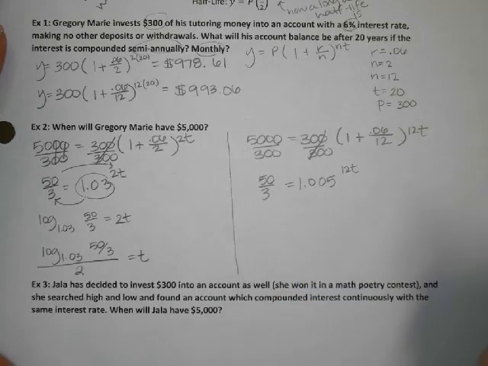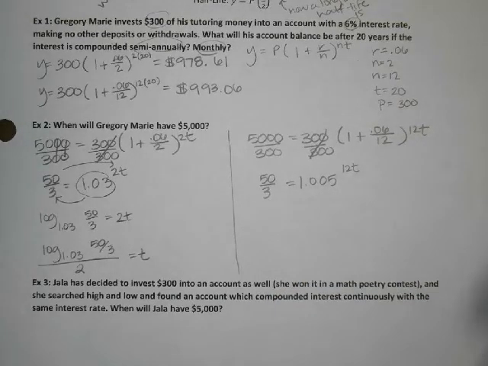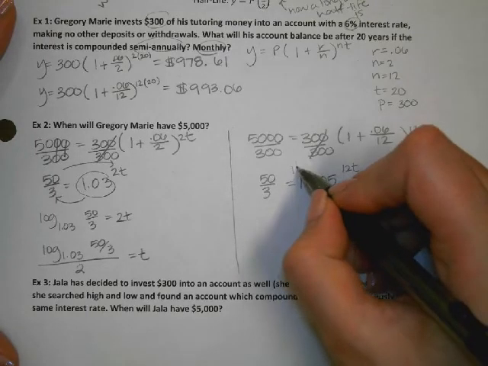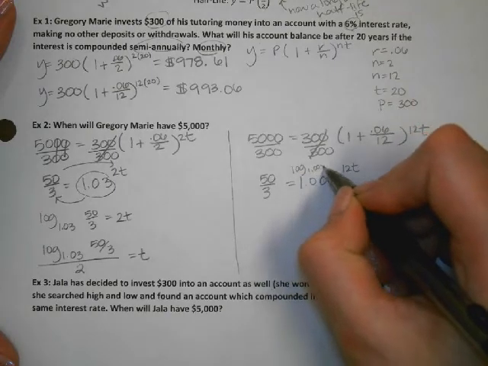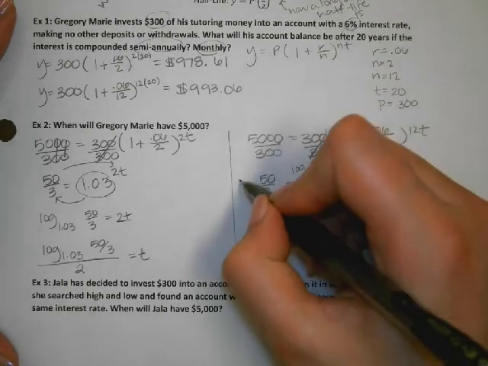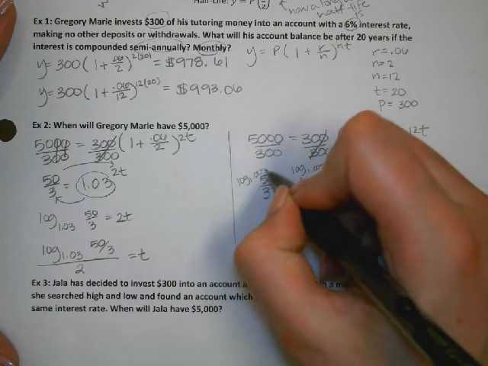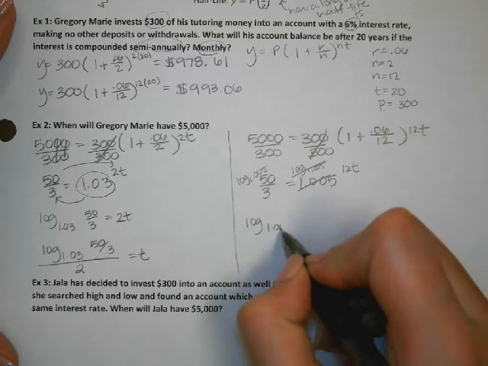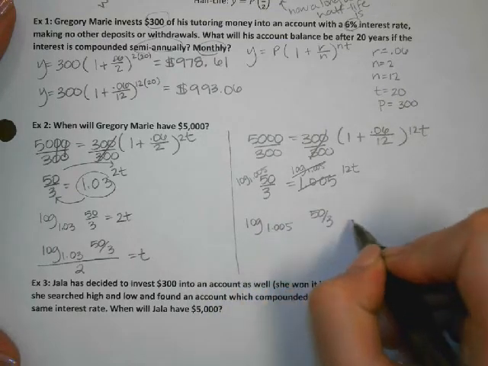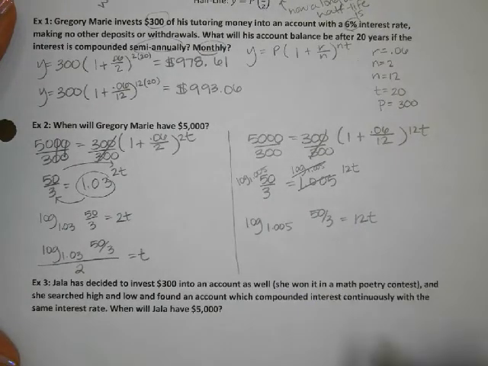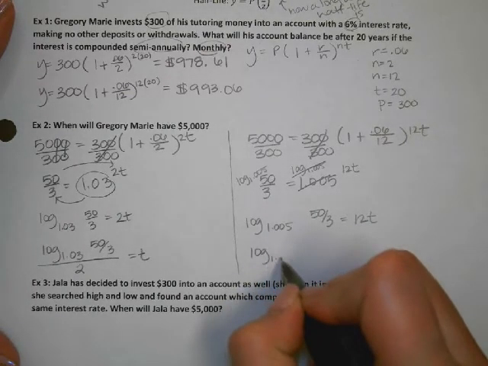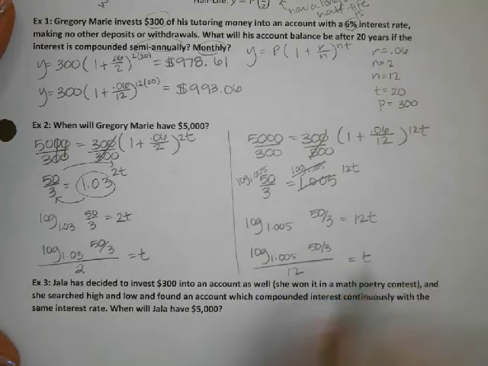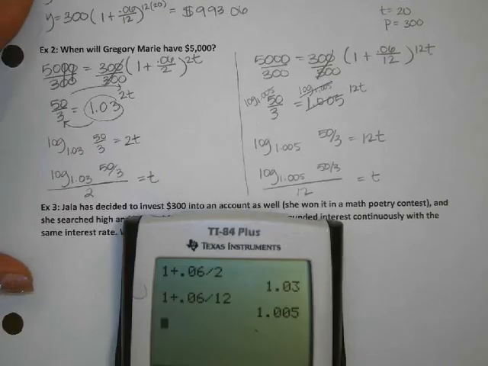For this one over here, I'll use the other option where we're going to log each side. So since this one has a base of 1.005, that's the log I'm going to use. So I'm going to say log base 1.005 of the right side, log base 1.005 of the left side. So we have log base 1.005 of 50 thirds equals 12t, and then I'll go ahead and divide by 12. Okay, so we can go ahead and plug these in.